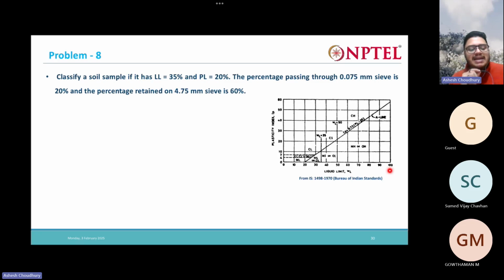What is the criteria for a soil to be sand or gravel? Think about that. The size. Tell me whether it is sand or gravel.